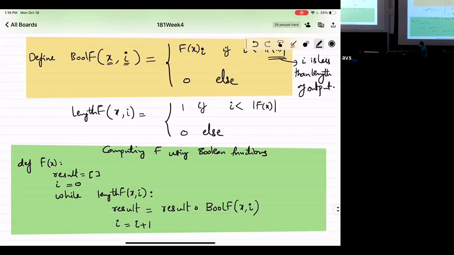Oh, that's concatenation, sorry. Concatenation.